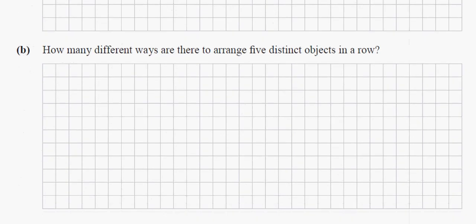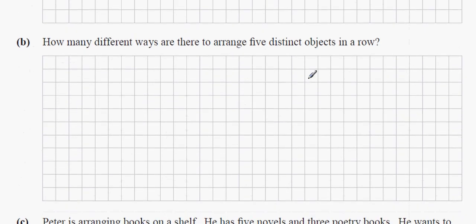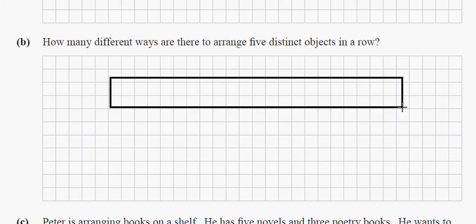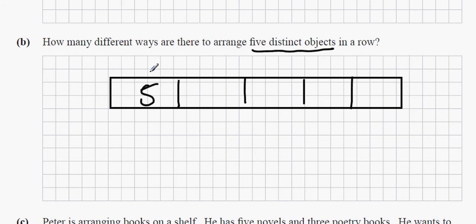How many different ways is there to arrange 5 distinct objects in a row? When you're dealing with 5 distinct objects in a row, you can imagine a shelf with 5 slots to put these into. So you have a choice of 5 objects to put in the first one, a choice of 4 objects in the second one, 3 objects in the third one, 2 objects in the fourth one, and 1 object in the last one.